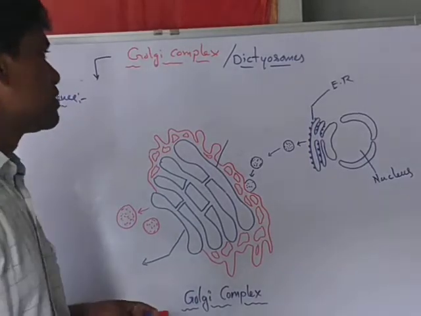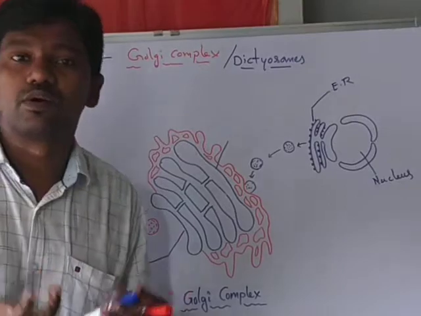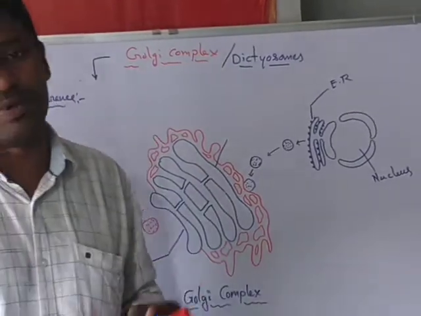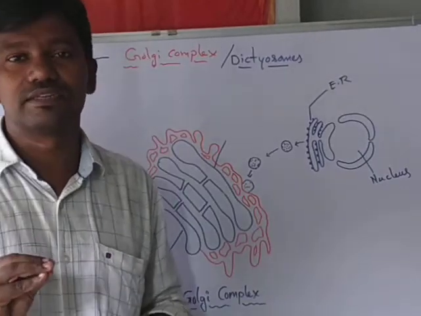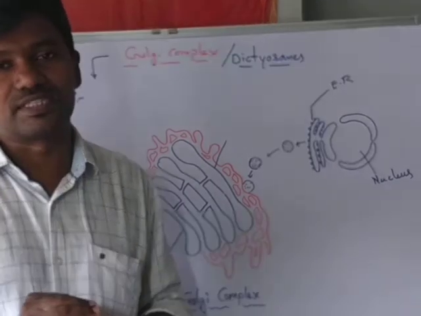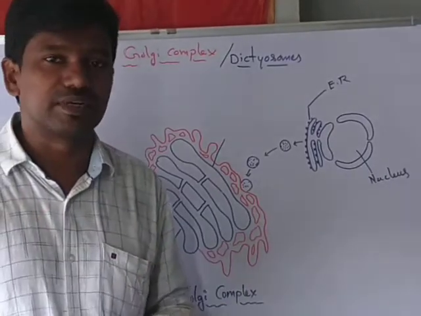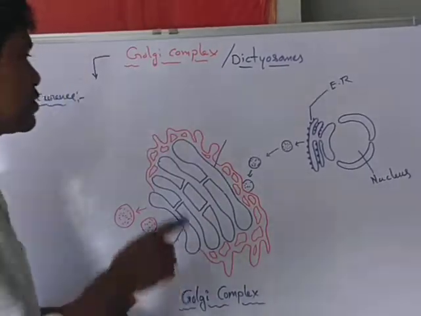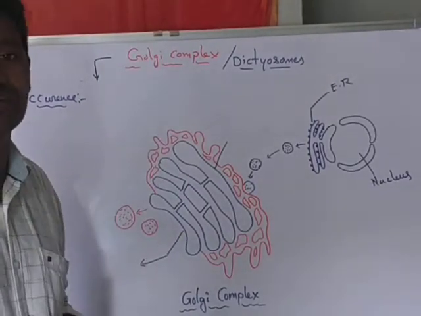In which cells is the Golgi complex present in greater numbers? Generally the cells involved in secretion and storage functions have more Golgi complexes. So this is the occurrence of the Golgi complex. Now we know the structure of the Golgi complex.